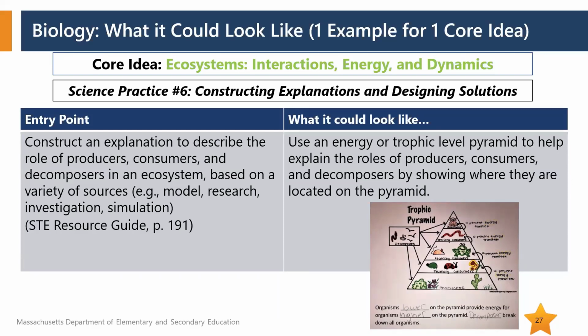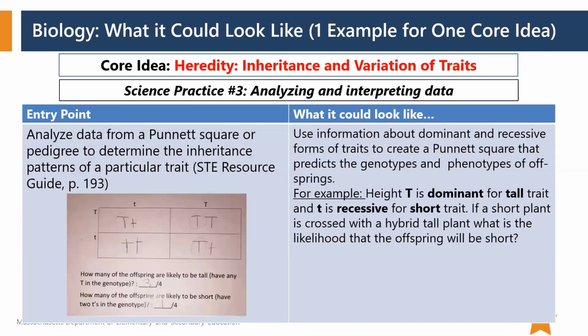So this one core idea, here's another core idea, and this is in heredity. Again, I'm showing you one practice, but you will be doing a total of 3 practices. And this one, the entry point says to analyze data from a Punnett square or pedigree to determine the inheritance patterns of a particular trait. So here's what it could look like.